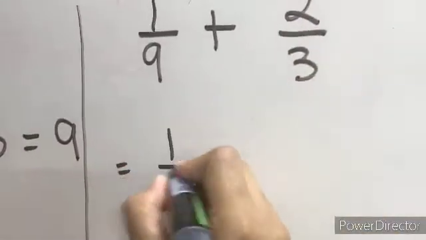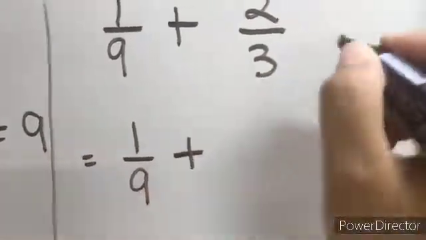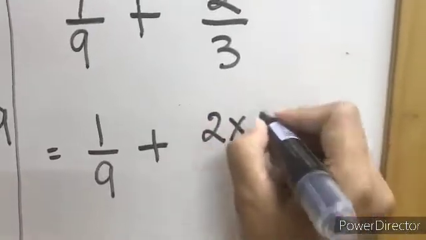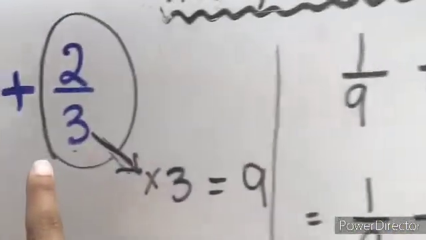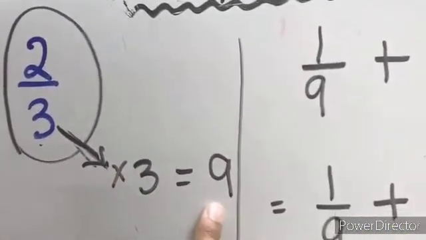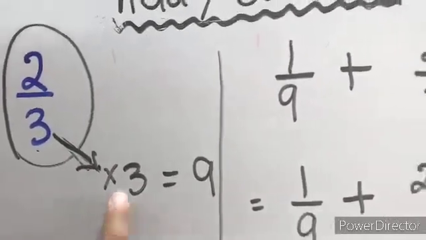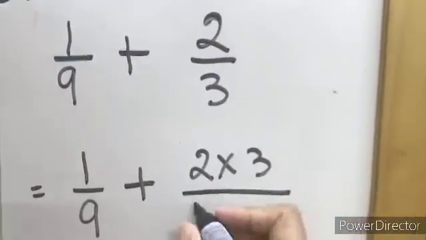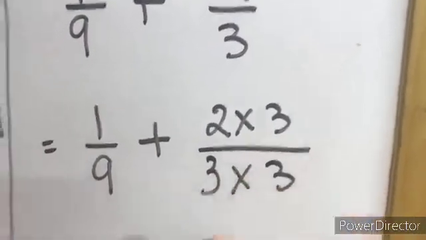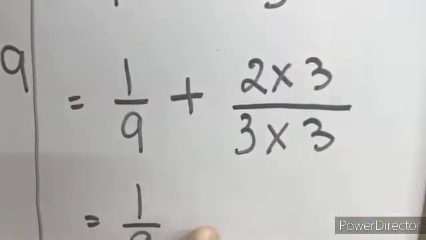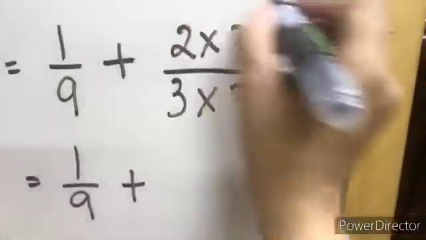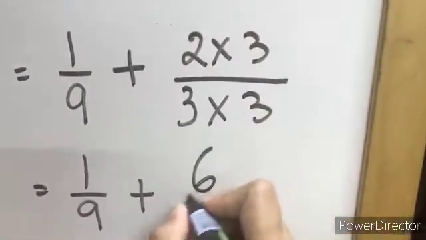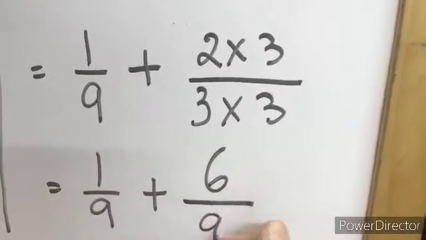I will keep it like this here, and I will only multiply this part. As I told you, I recite the table of 3 and find out 9 is here at the place of 3. So I will multiply the numerator also with 3 and the denominator also with 3. It will be 1 by 9 plus 2 multiplied by 3, 6, 3 multiplied by 3, 9.